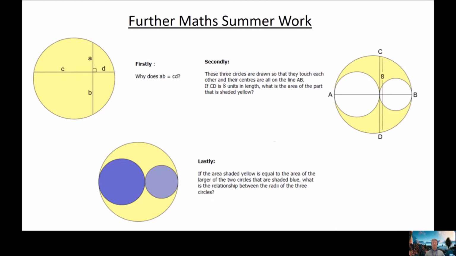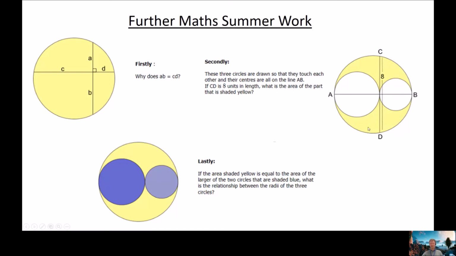Okay. Now the second problem, you've got the large yellow circle and two smaller circles inside, and it tells you that all the circles touch, and the centres of all the circles are on the line AB. So you've got the centre of the small circle and the middle-sized circle, and then the large circle, the centre's somewhere in the middle. Now, you're told the length of CD is 8 units, and the question wants you to work out the area of the yellow shaded region.